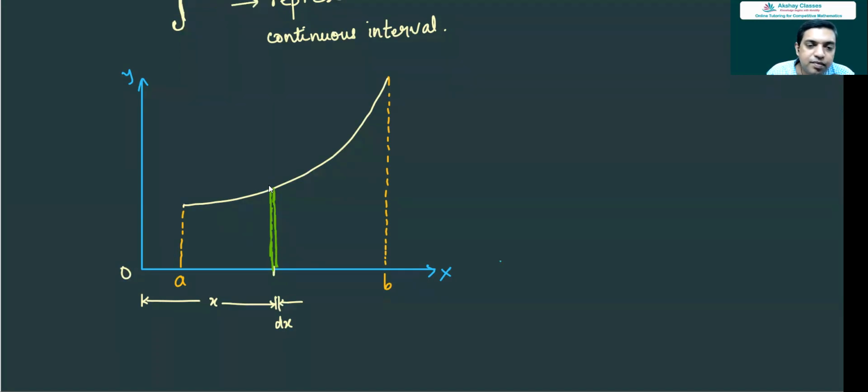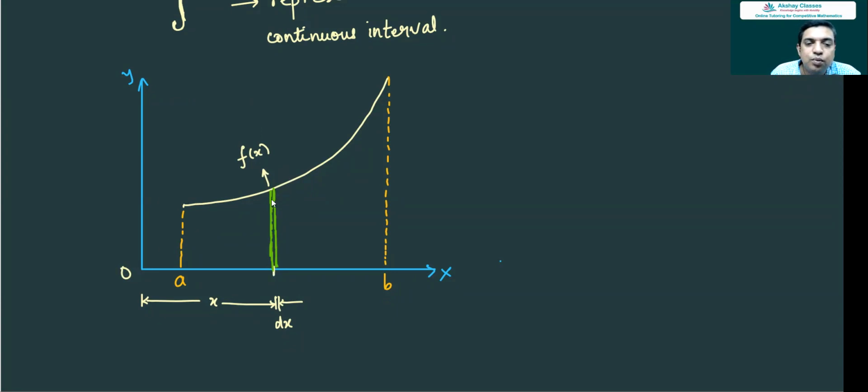However, here the difference between the two function values will almost be the same. The difference is almost negligible. That means the function values at x and x plus dx are almost the same.